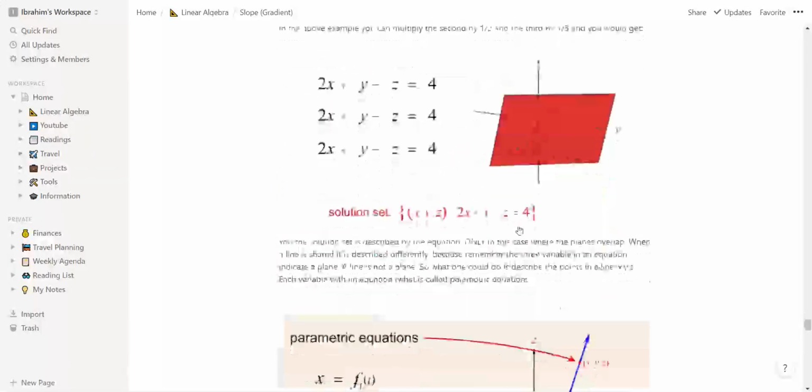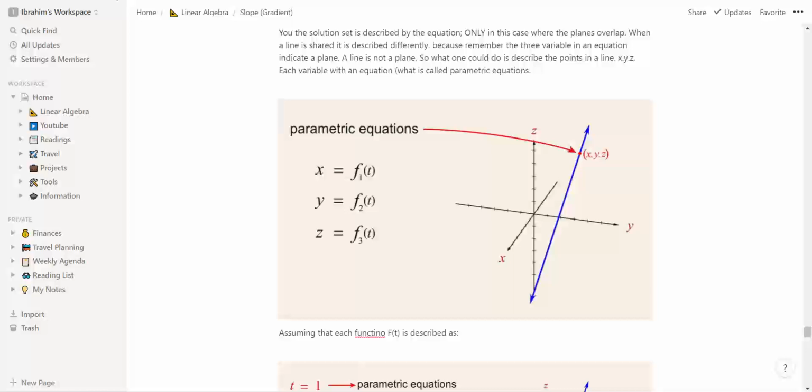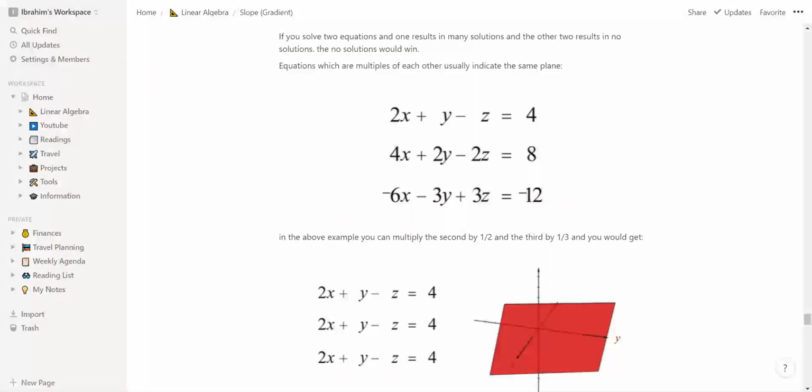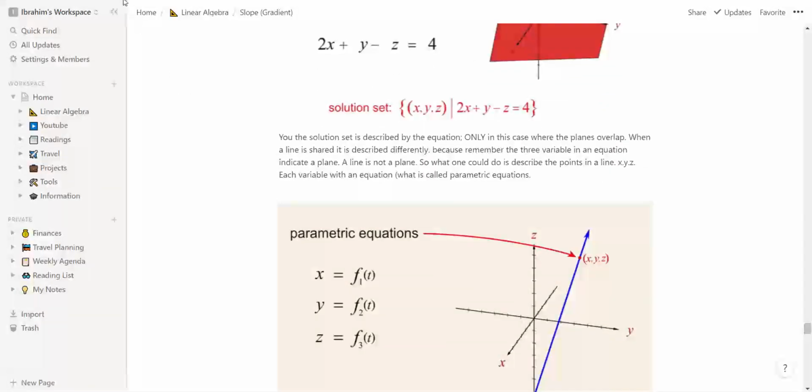So to quickly recap on what we've done, to describe the infinitely many solutions, we need to use what are called parametric equations, because as you're describing a line, you're not really describing a plane, and an equation of three variables is used to describe a plane, and in our case it's a line. So each of the variables has to be described with its own linear function of a single variable.